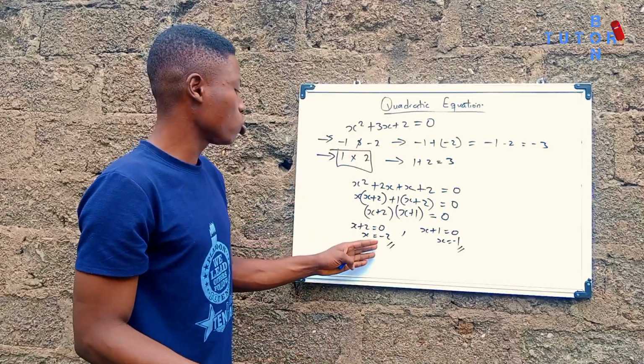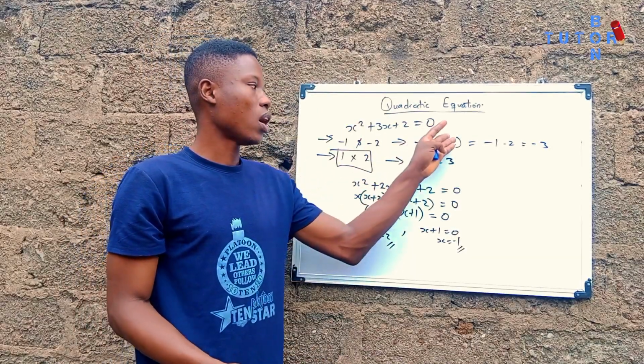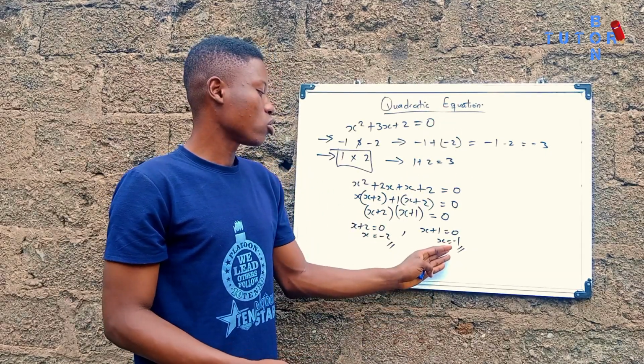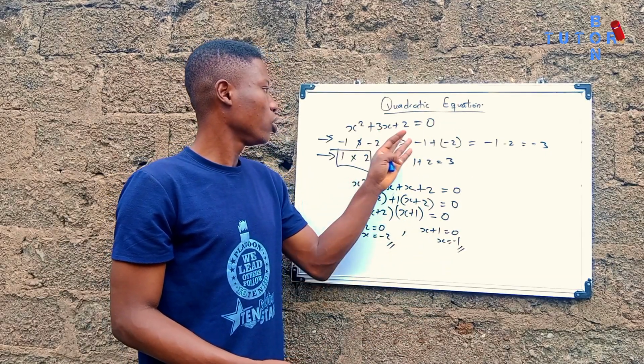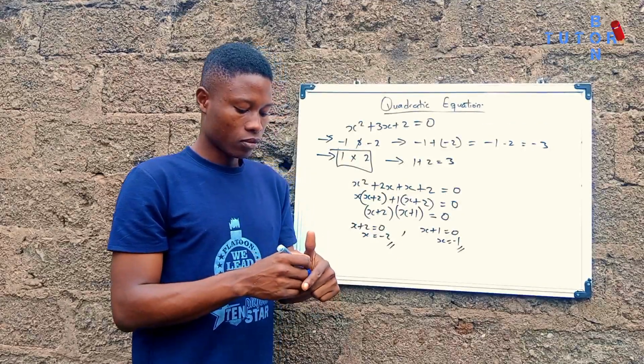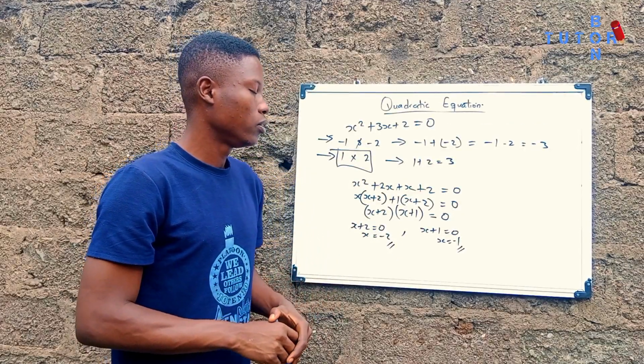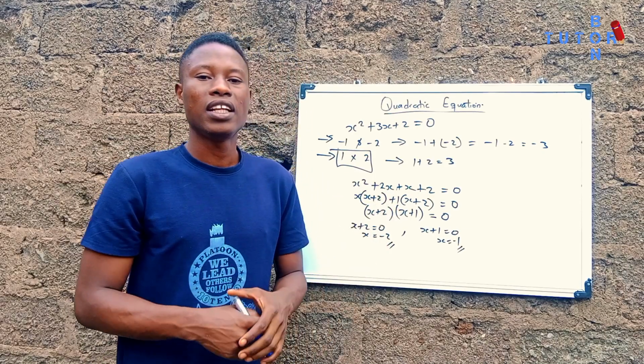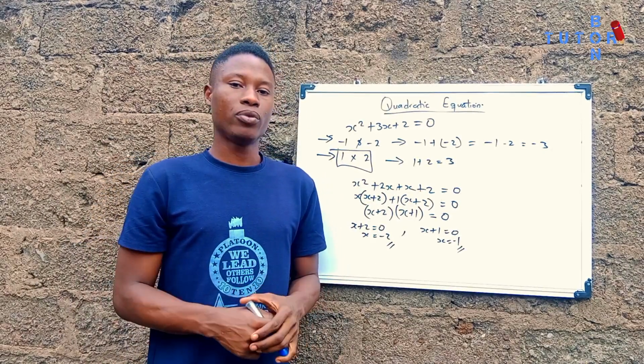If you are to substitute minus 2 into this equation, you have it to be 0. And if you are to substitute minus 1 into this equation, you still have it to be 0. So let's have another example and see.